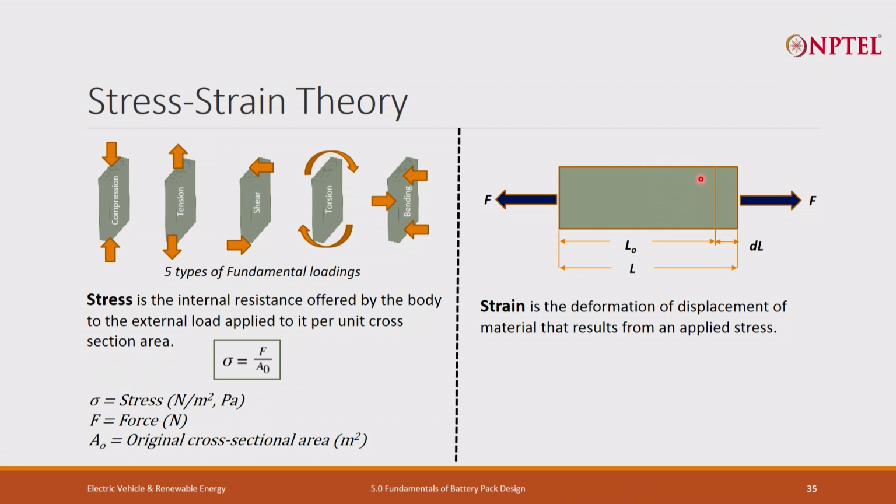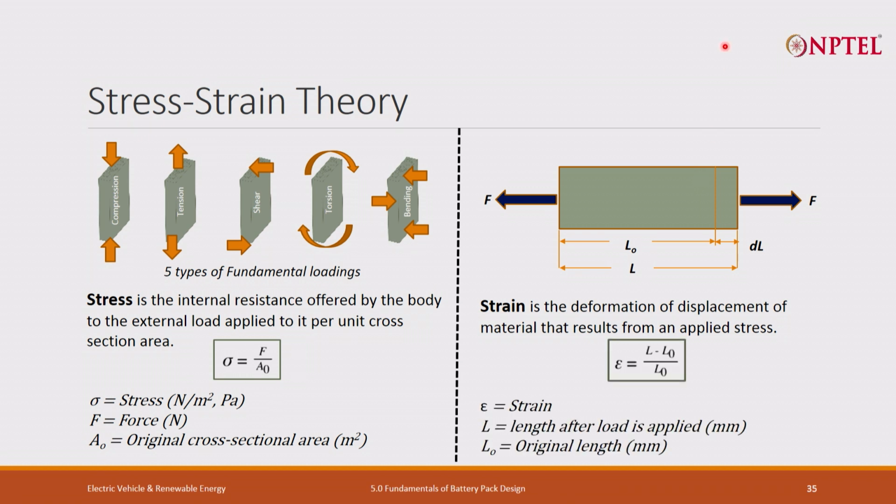Instead of elongation, compression can happen, but let's assume that's negligible right now. So in that case, epsilon is nothing but delta L by original length, and this epsilon is nothing but strain. L is the length after the load is applied, L0 is the original length.